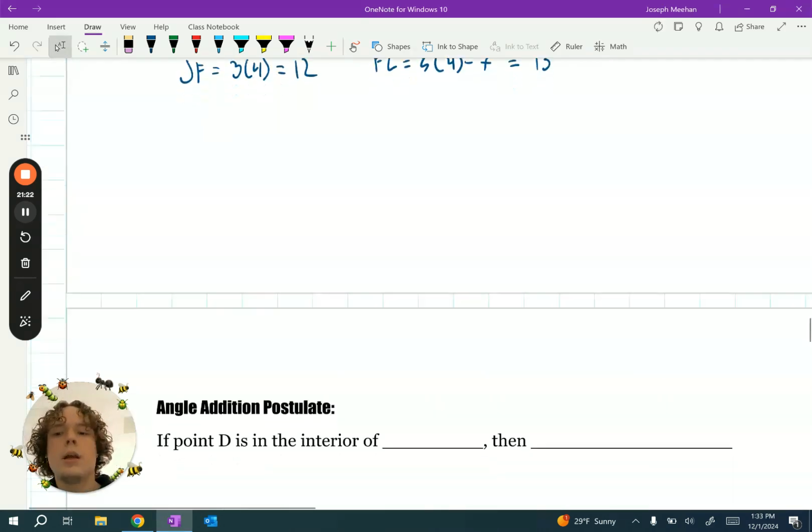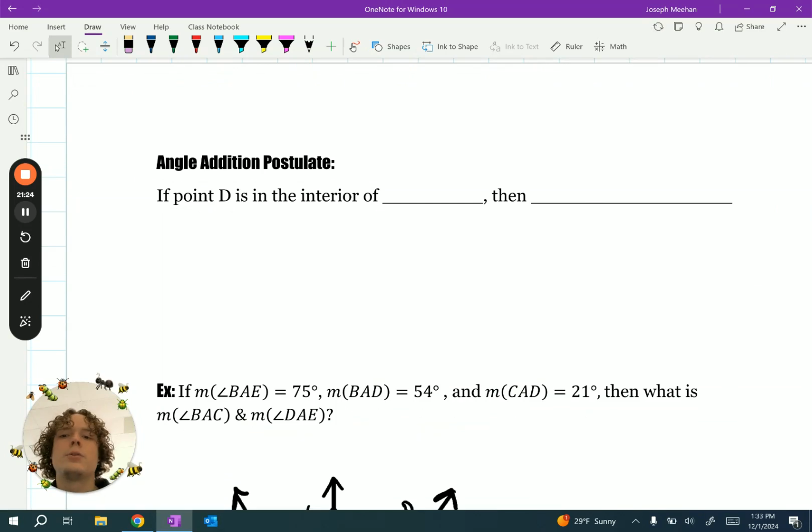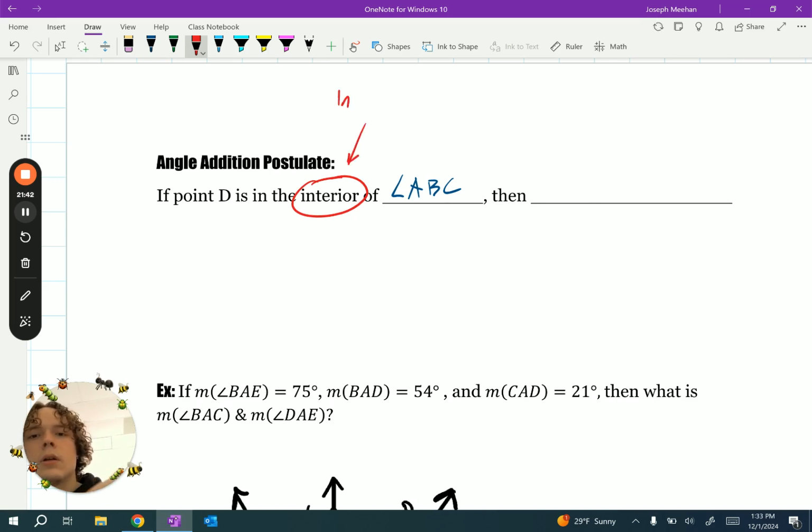So what we just learned about is the segment addition postulate, and very similar to the segment addition postulate is the angle addition postulate, all right? It's just like the segment addition postulate, but now it's with angles. So it says a point D is in the interior of angle ABC. Let's break that down real quick. If point D is in the interior of ABC, what does the interior mean? Kind of like in the middle. In the middle, kind of, right?